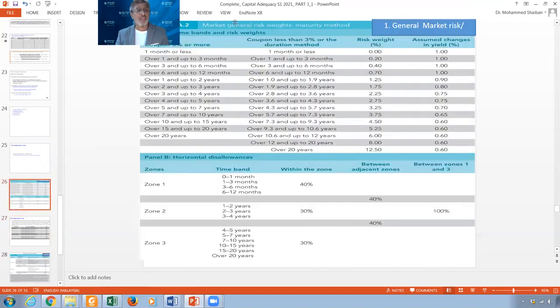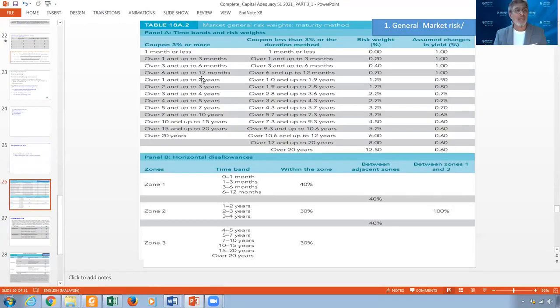So they come up with this issue, which is that you have to have bands, which, if you remember, are like the durations. So we have 1 month or less, 1 month up to 3 months, 3 months up to 6 months, 6 months. And this is for anything that has coupons over 3%. And the coupons less than 3% use the duration method.